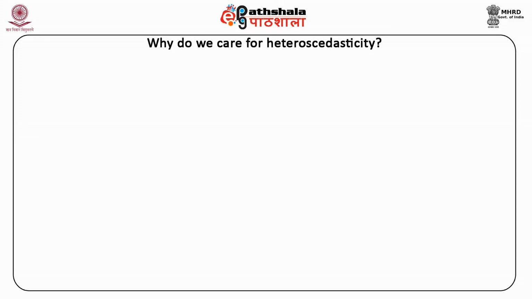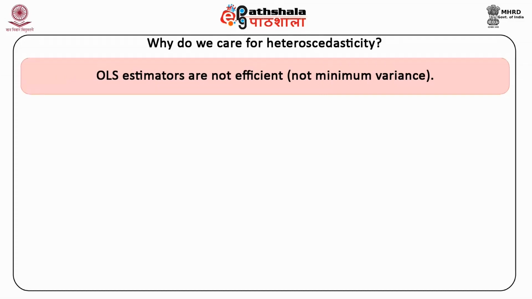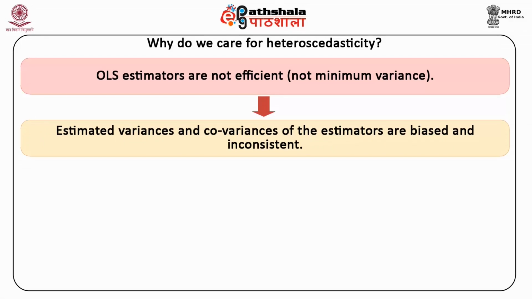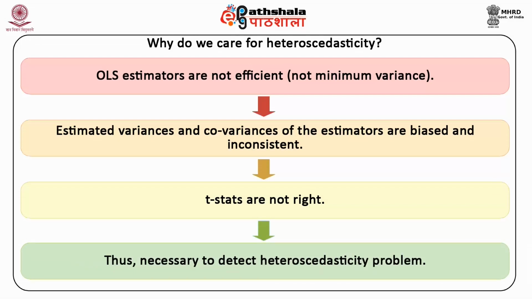To begin with, let's look at some of the problems which we may encounter if we ignore the problem of heteroscedasticity. OLS estimators will no longer remain efficient. That is, they will not have minimum variance. Estimated variances and covariances of the estimators will become biased and inconsistent. Moreover, hypothesis testing based on t-stats will not be right. Thus, all these problems make it necessary to detect the heteroscedasticity problem.